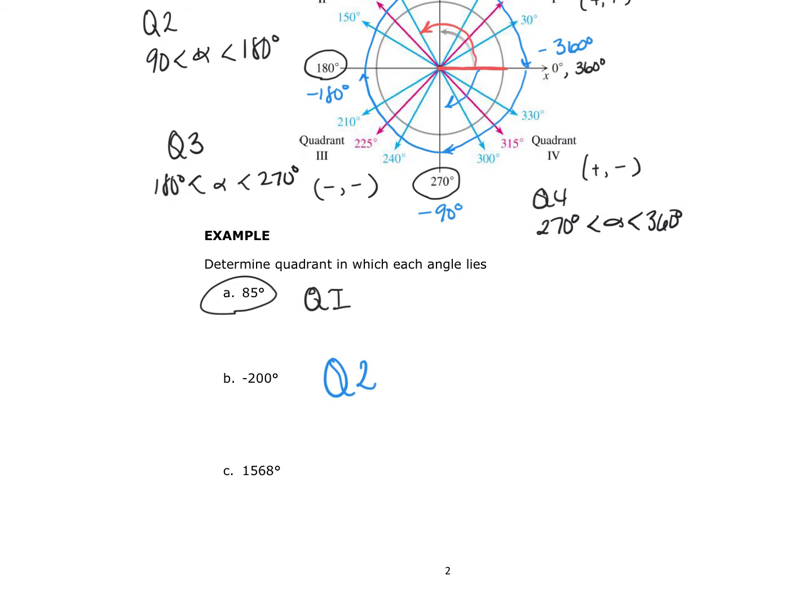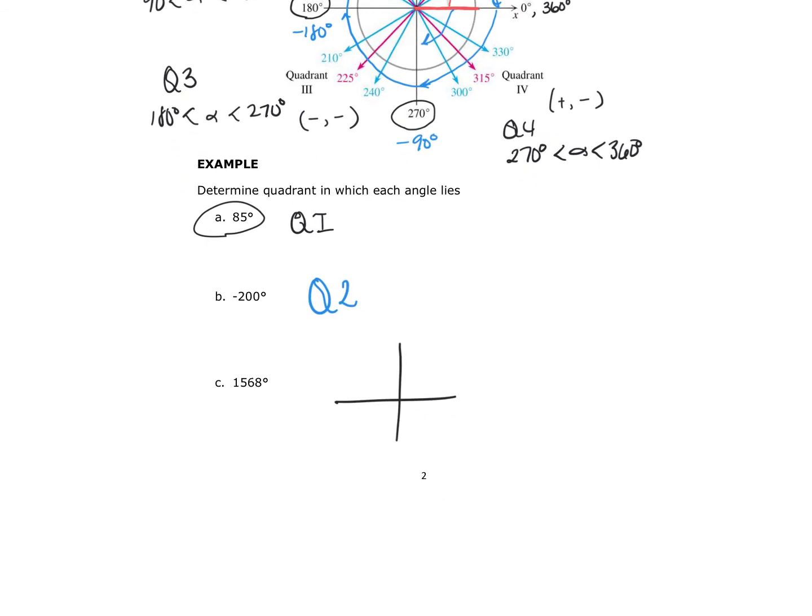Now, I have 1568. Well, if I were to draw 1568, I'm going to go in the positive direction. One full rotation is 360. So I've done at least one full rotation. So I have 1568, and I'm going to subtract off from that 360. So if I take 1568 and subtract off 360 degrees, I still have 1208 degrees. And I still don't know where I land.